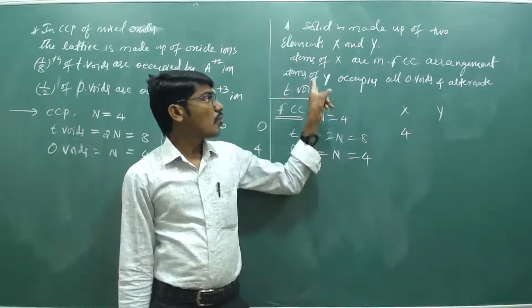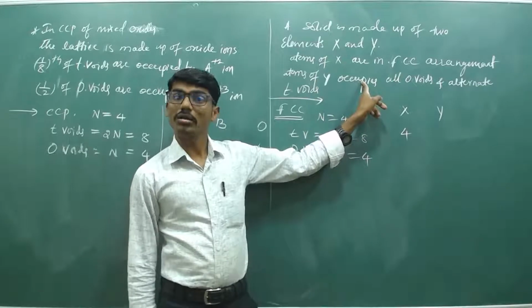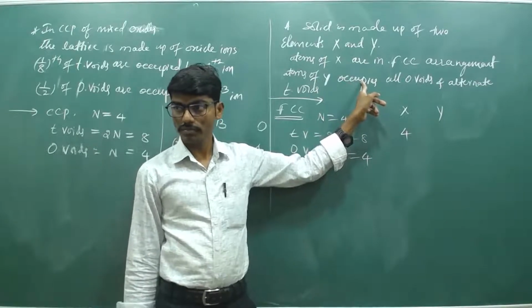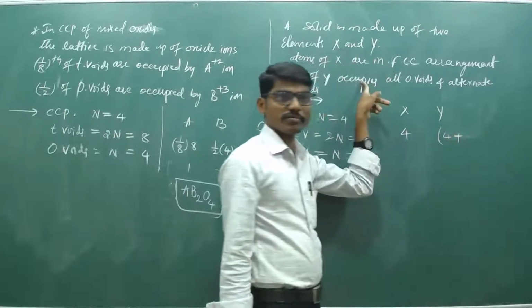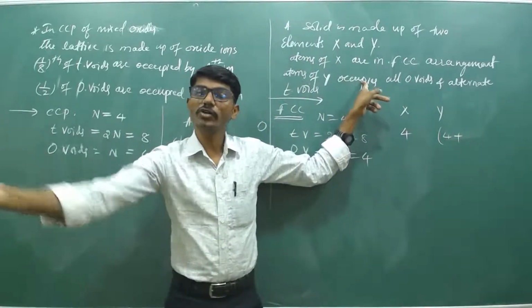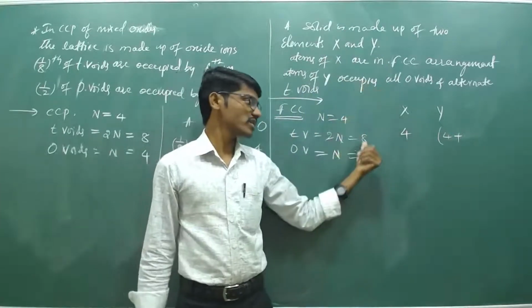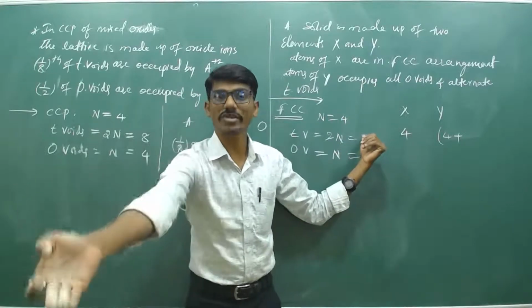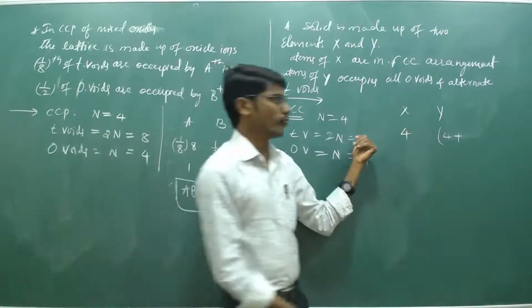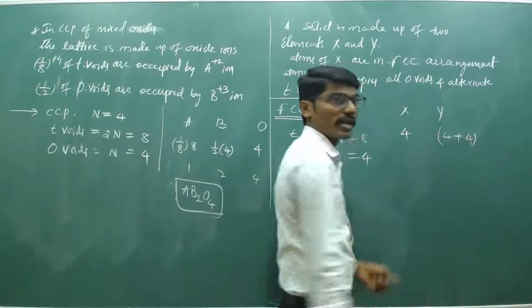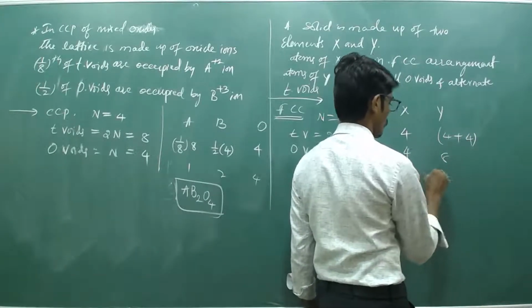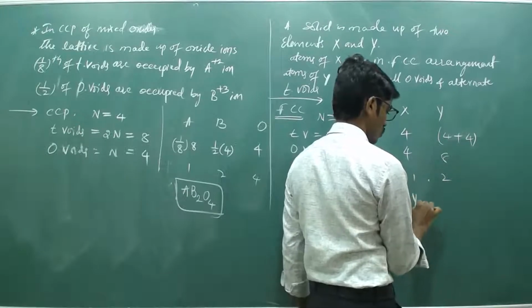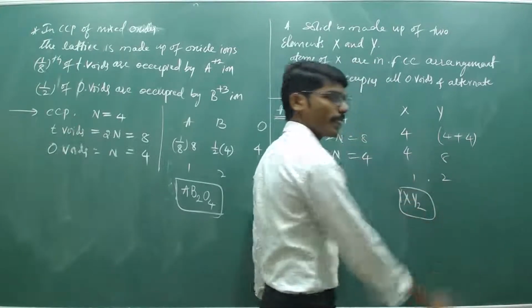Now, Y occupies all the octahedral voids. Octahedral voids are 4, plus alternate tetrahedral voids. How many tetrahedral voids are there? Alternate means half, so 4. So 4 plus 4 is 8. So X is 4 and Y is 8. The ratio is 1 is to 2, and XY2 is the formula.